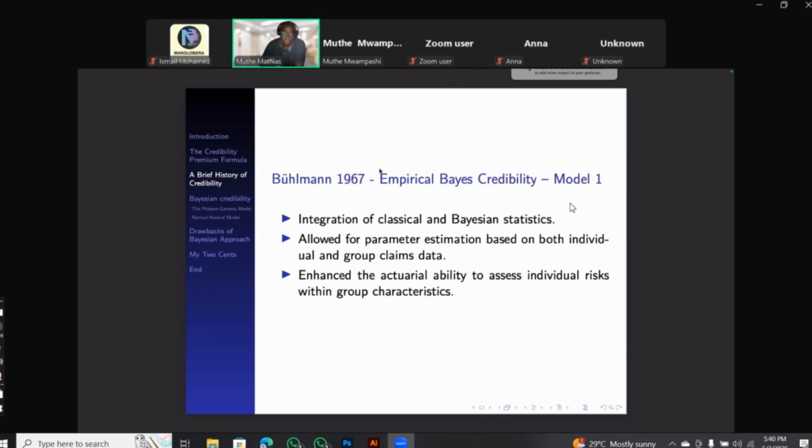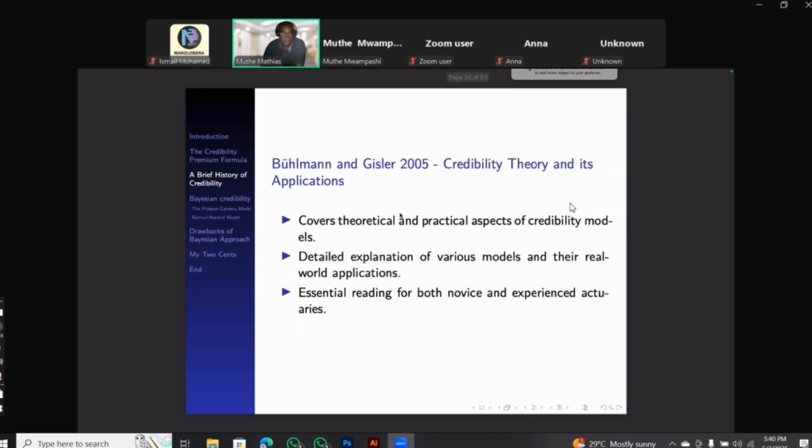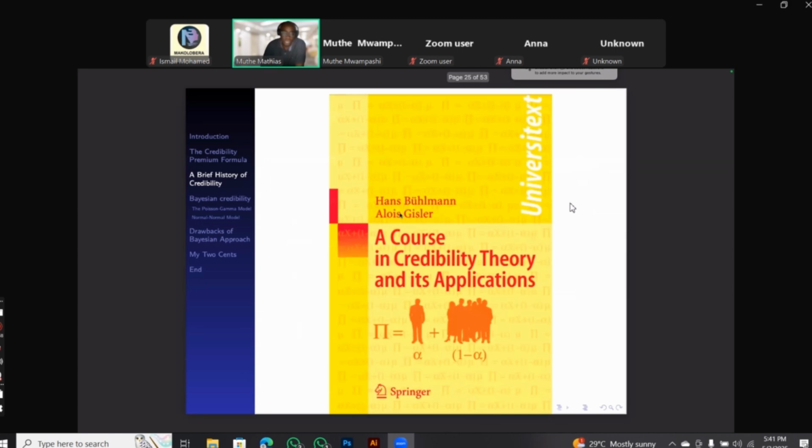But I think one prominent figure in this area is Bühlmann, who developed empirical Bayesian credibility, which I think is more relevant because it's the one used to estimate premiums in the real world. So we have this in 1967, and then they extended the model in the 1970s. Of course, this is called empirical Bayesian model 2. Don't worry much about this one because I will not cover it in this course. If you want to go into detail, there is this book by Bühlmann and Gisler.